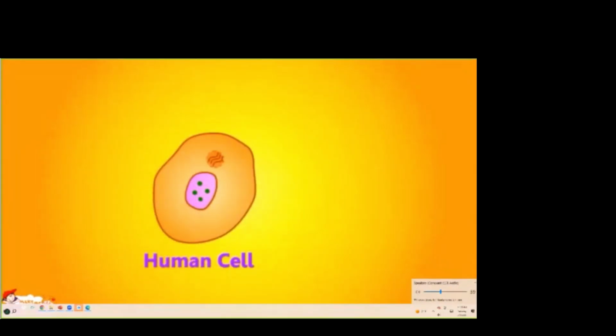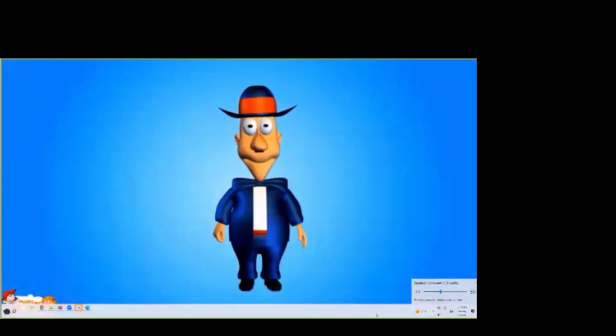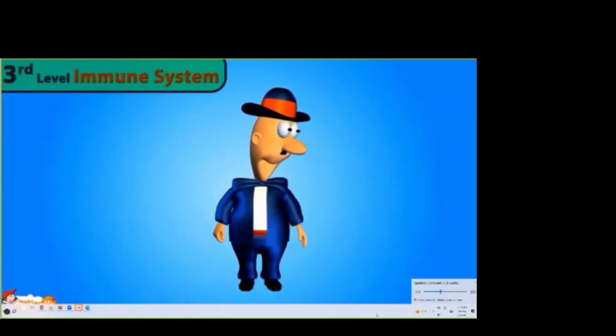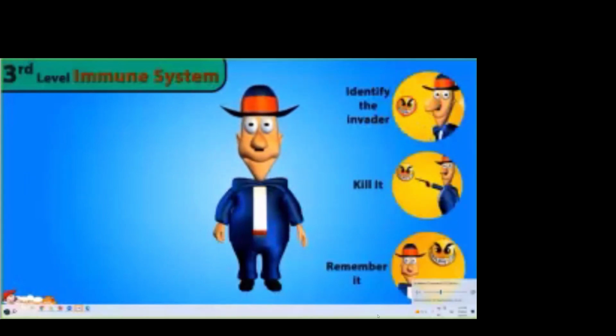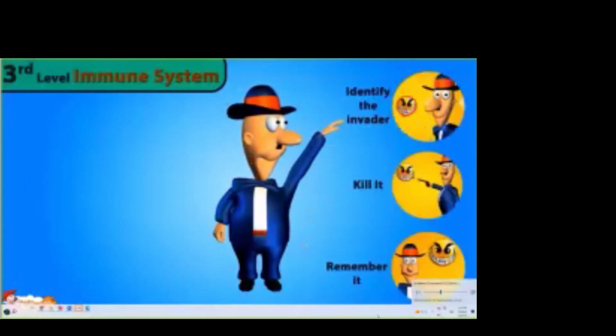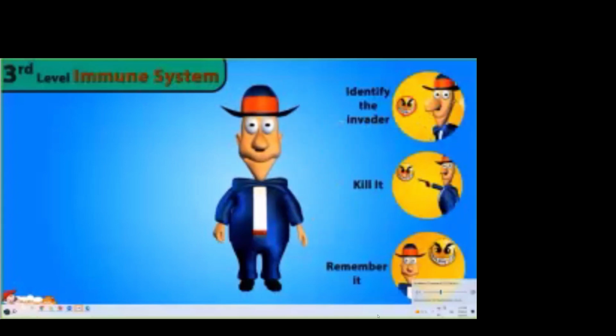When a virus invades your body, it tries to take your healthy cells and makes more copies of itself. This makes you feel sick. We must stop it. Your third level immune system follows a 3-point attack plan. It identifies the invaders, kills them, and then remembers them for future battles. So here is how it happens in the body.